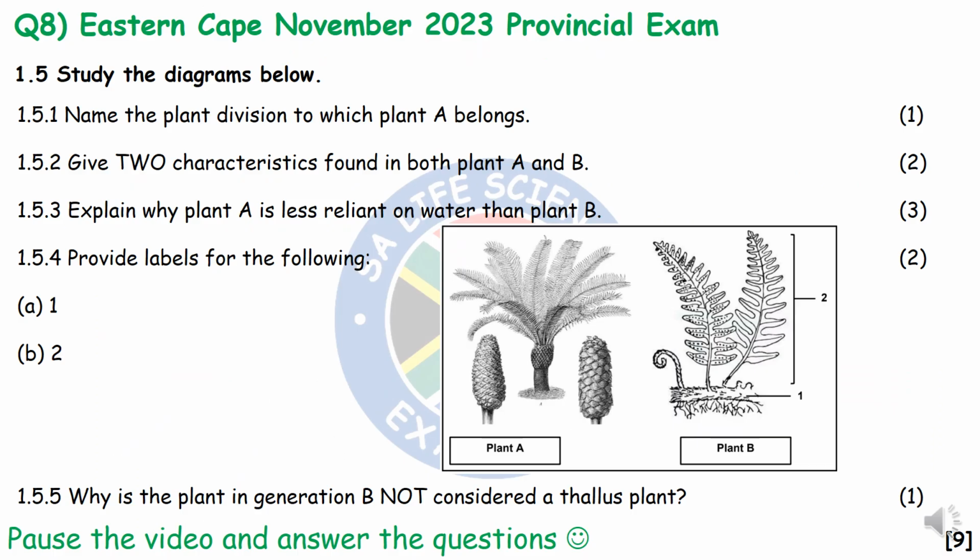Question 1.5 tells us to study the diagram below. Plant A shows us 2 cones, therefore we know that this is a gymnosperm. Plant B, we see that there are fronds and there is a fiddlehead as well as a horizontal stem. Therefore, this is a pteridophyte. We can also see the sori on the underside of the leaf. I'd like you to pause the video and answer the questions that follow.